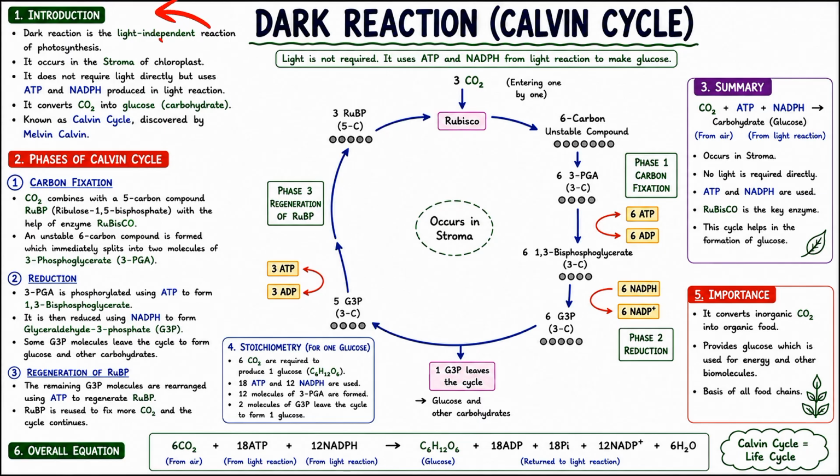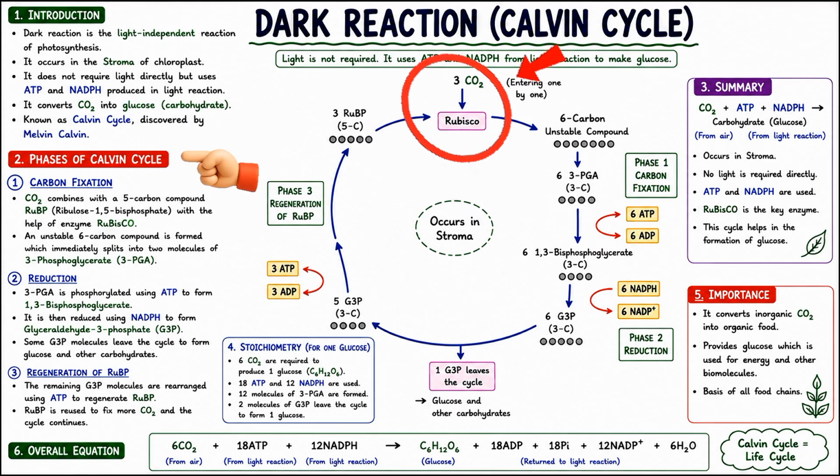Now let's move to the three main phases of the Calvin cycle. Phase 1, carbon fixation. The first phase is called carbon fixation. In this step, three molecules of carbon dioxide enter the cycle. These carbon dioxide molecules combine with a 5 carbon compound called ribulose 1,5 bisphosphate, or RuBP.